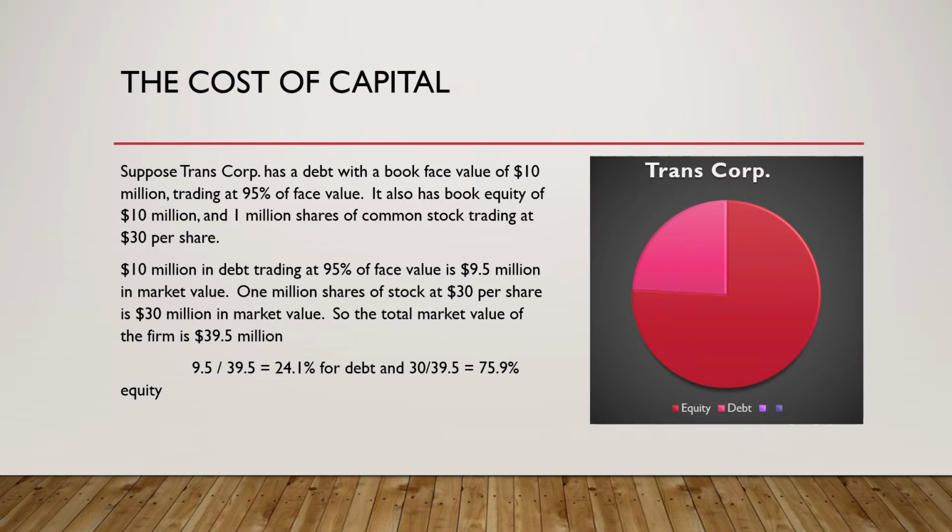If we take that $9.5 million and divide by the $39.5 million, this gives us 24.1% for debt. And if we divide the $30 million by the $39.5 million, then we see that 75.9% of that is equity. So when looking at these, we get a much more visual representation of the equity versus debt ratio.